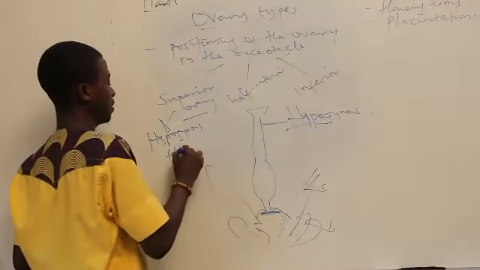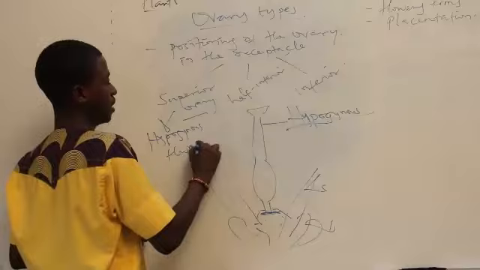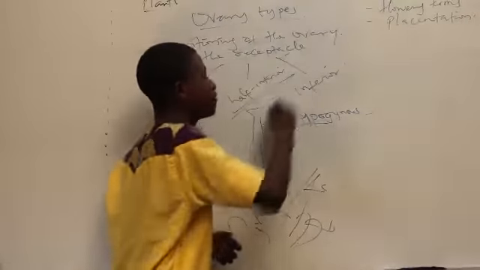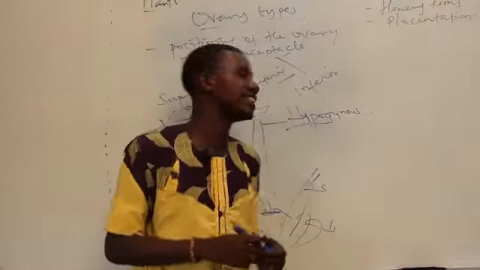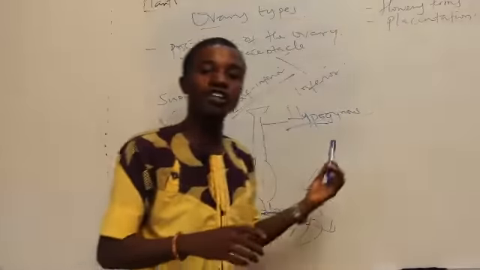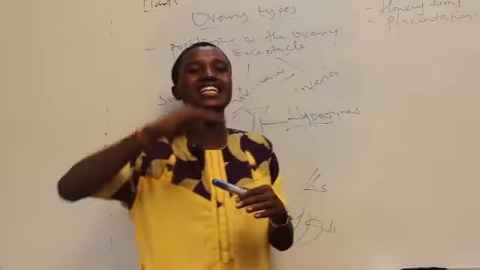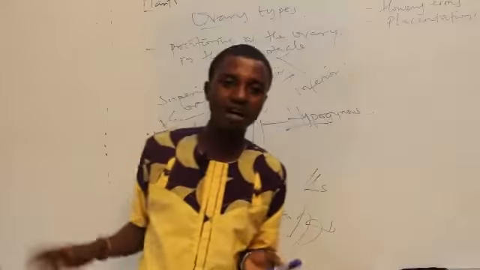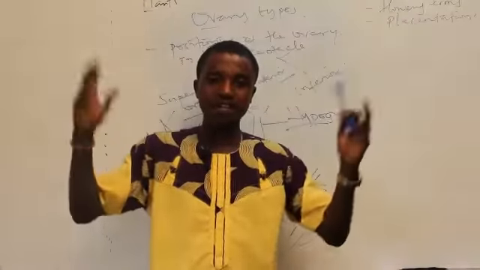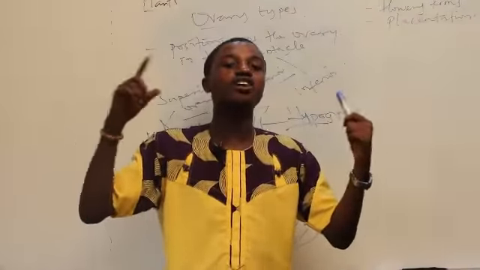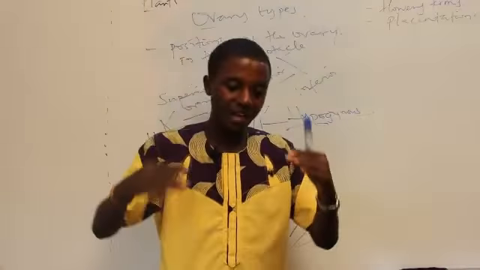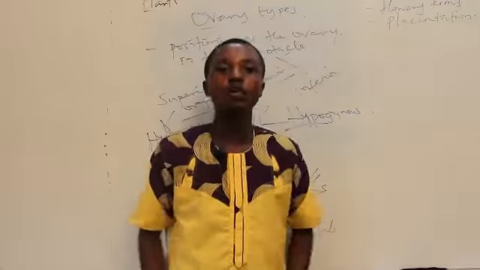Hypogynous flower. So let's take a look at half inferior. Half inferior ovary is the intermediate between these two. For this particular one, the ovary is placed at the same level with other floral parts: sepal, calyx, corolla, and stamen. They are placed at the same level with the ovary.